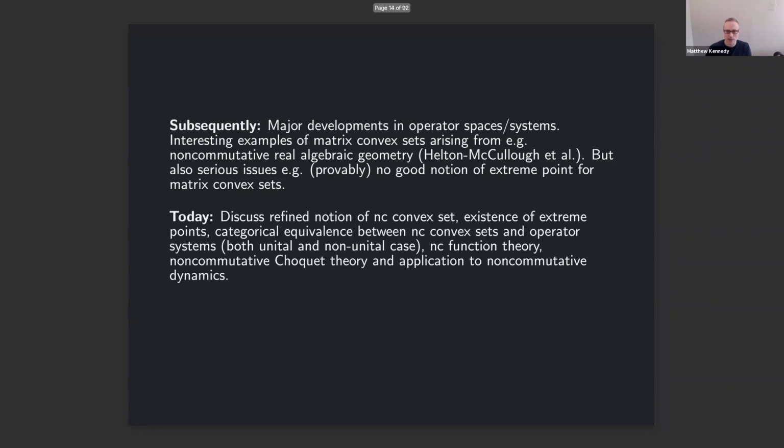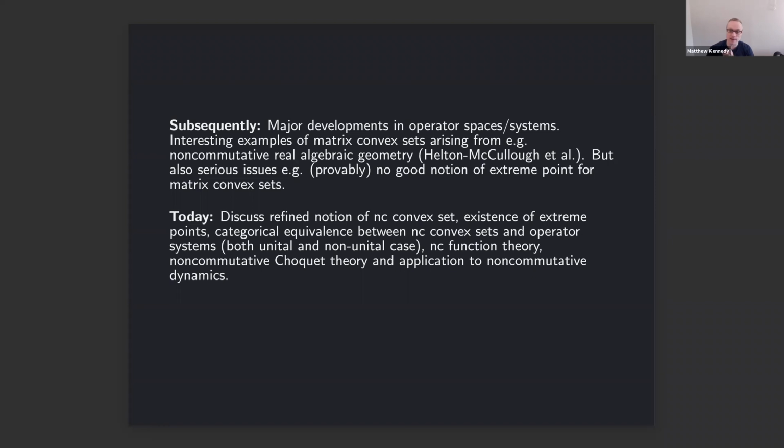So what I'm going to talk about today is how, with a refined notion of what we call a non-commutative convex set or an NC convex set, this gives an appropriate dual object to operator systems in the sense that there are good notions of extreme points. You maintain this categorical equivalence with operator systems, both in the unital and the non-unital case.